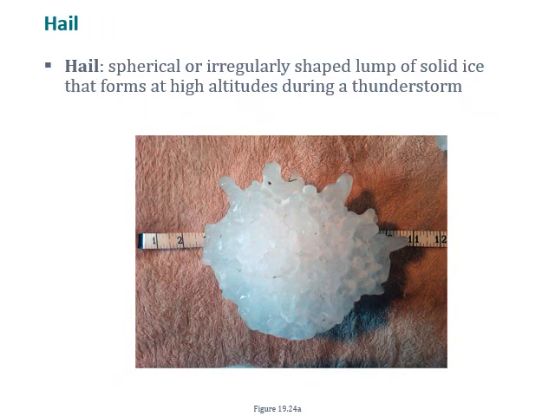Hail is another hazard of thunderstorms. It is a spherical or irregularly shaped lump of solid ice that forms at a high altitude during a thunderstorm and precipitates down to Earth's surface.